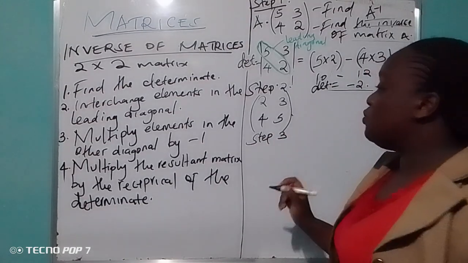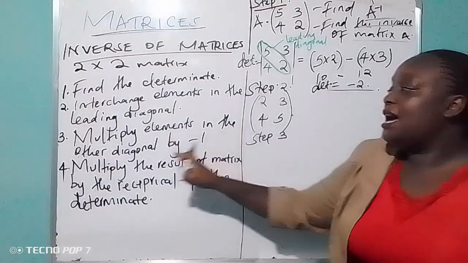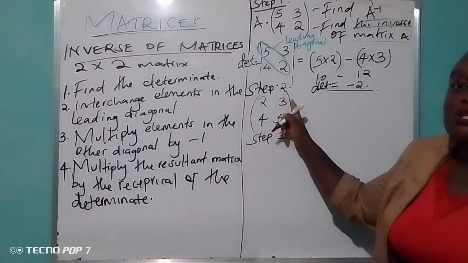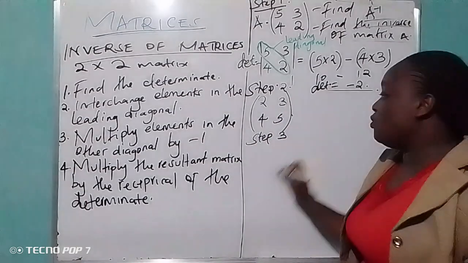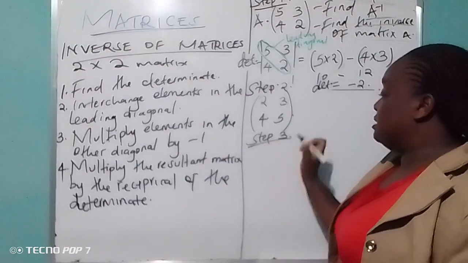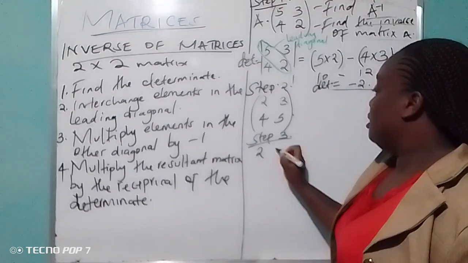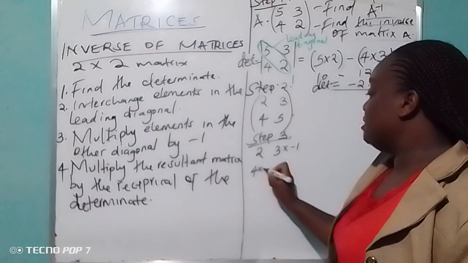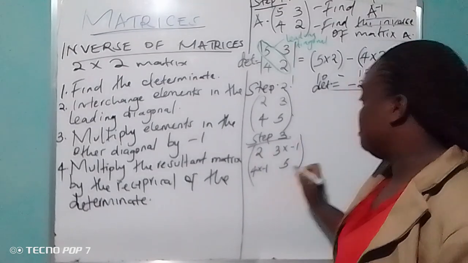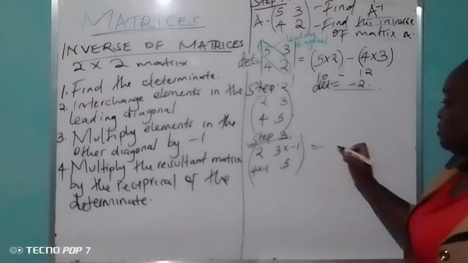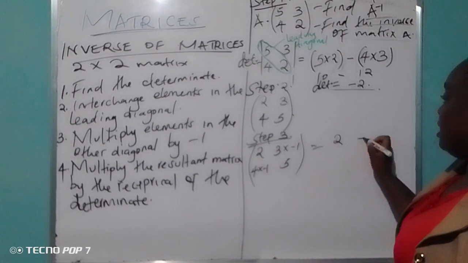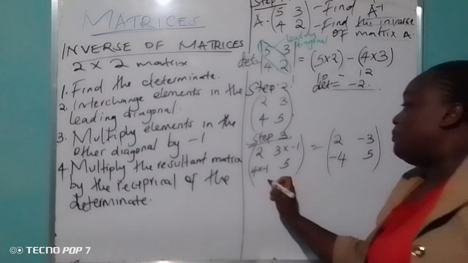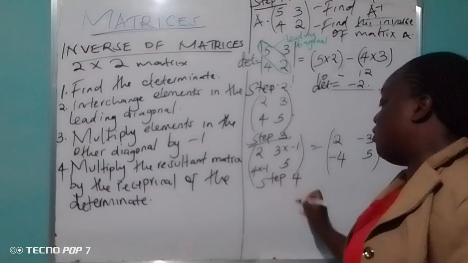Step 3 is to do what? Multiply elements in the other diagonal by -1. So elements of the other diagonal we multiply by -1. So in step 3, 2, then 3 times -1, then 4 times -1, then 5. Right? So our resultant matrix will be 2, -3, -4, 5.